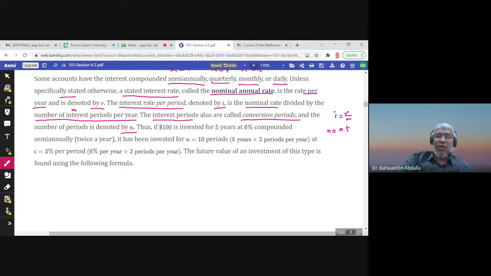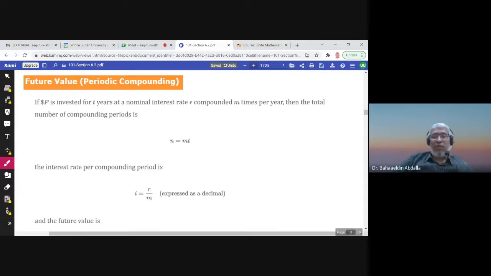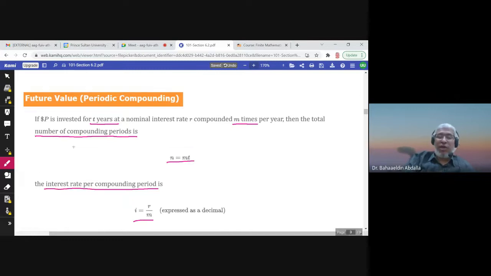How can you find n? n is the product of the interest periods, m, times t, the number of years. So n would be m times t. t is the number of years, and m is the interest periods per year. If we multiply m times t, we get n, the number of compounding periods. So the interest rate per period is I, and the number of compounding periods is n.